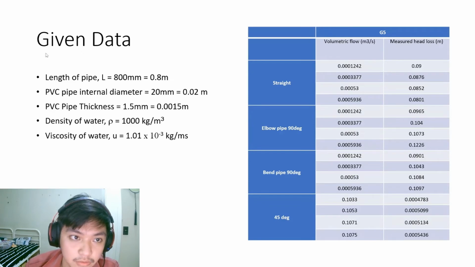For the experiment, we have been given data where the volumetric flow and measured head loss for straight pipe, elbow pipe 90 degree, bend pipe 90 degree, and 45 degree. Besides that, we are also given the length of pipe L equal to 100 mm, PVC pipe internal diameter 20 mm, PVC pipe thickness 1.5 mm, density of water rho equal to 1000 kg per meter cube, viscosity of water 1.01 times 10 to the power of negative 3 kg per meter second.